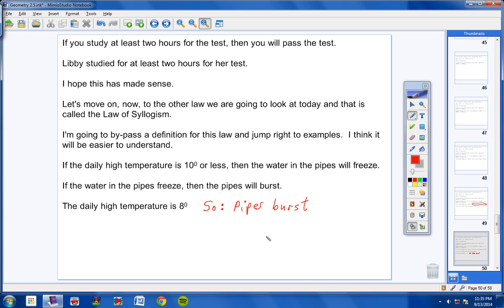That's called the law of syllogism. We call this part P, this part Q, and of course if this is Q here, then this would also be Q here, and we call this R. If P happens, then Q's true. If Q's true, then R happens. Thus P being true makes R be true. Now you don't have to understand all of that. Just listen again to the example. If the high temperature is 10 degrees or less, then the water will freeze. If the water freezes, the pipes will burst. The daily high temperature is 8 degrees, so what happened? The pipes burst. That's the conclusion I can come to. And this is called the law of syllogism.